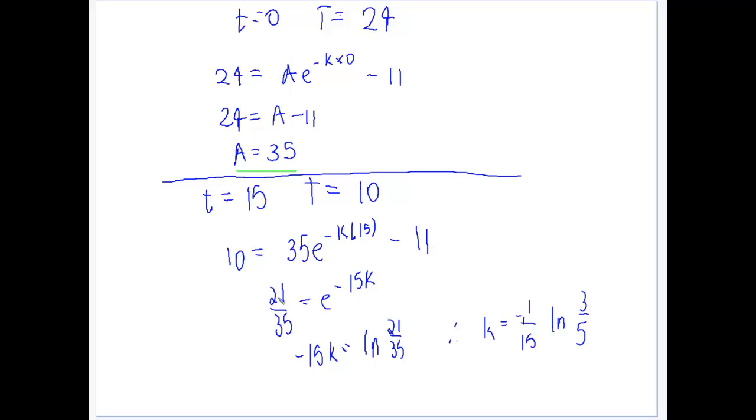Add the 11, gives us 21, divide by 35, and we get e^(-15k). So take the logarithm of both sides, we get -15k is the natural log of 21/35. So k would then be -1/15 times the natural log of 3/5, doing our division by 7 on both the numerator and denominator.